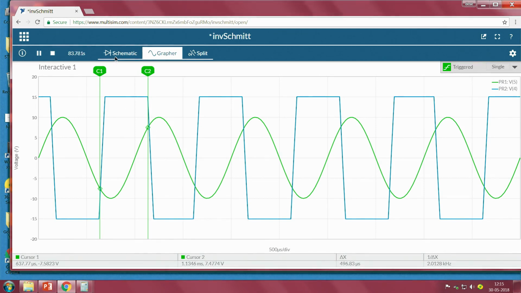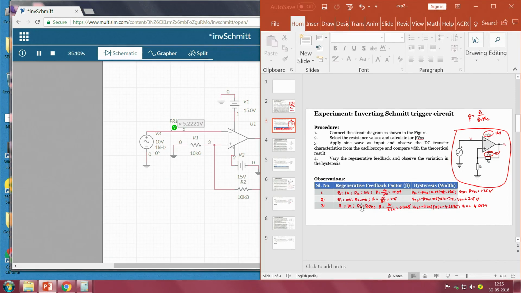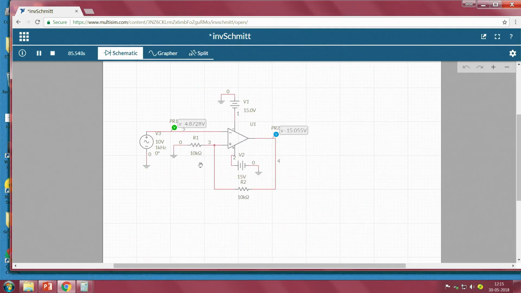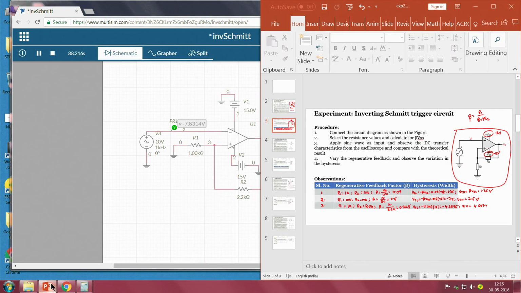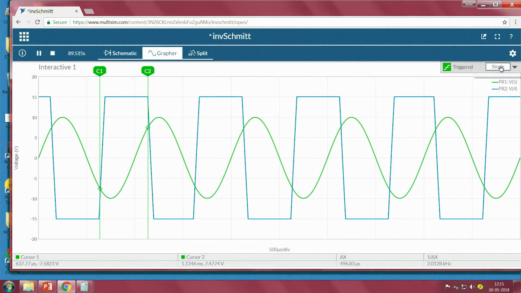Now, we look at other settings too. The other resistance values that we choose are 1 k and 2.2 k. So, I will change this to 1 k and this one to 2.2 k. Now, what are the thresholds? Higher threshold is 4.6875, lower threshold is minus 4.6875, meaning when we look into the circuit, how should it work?